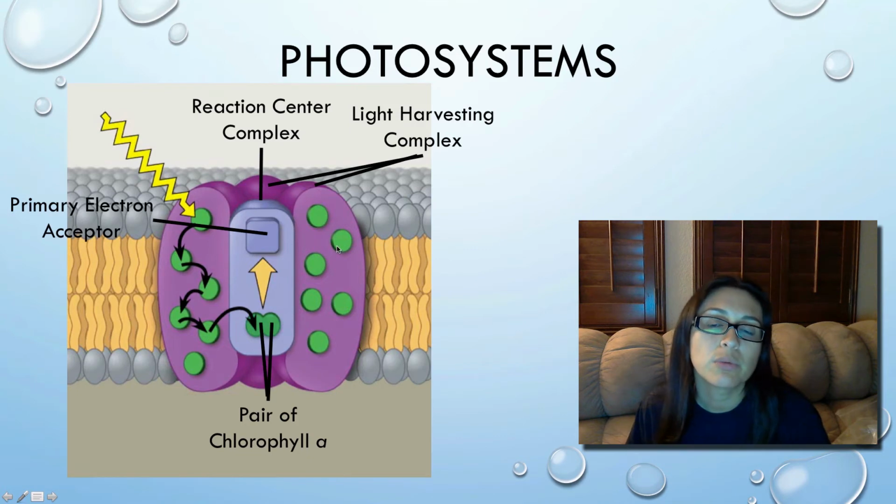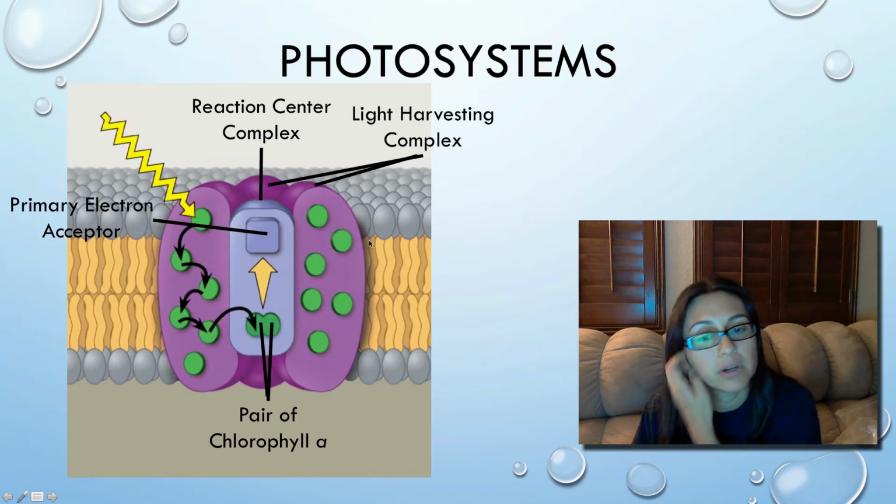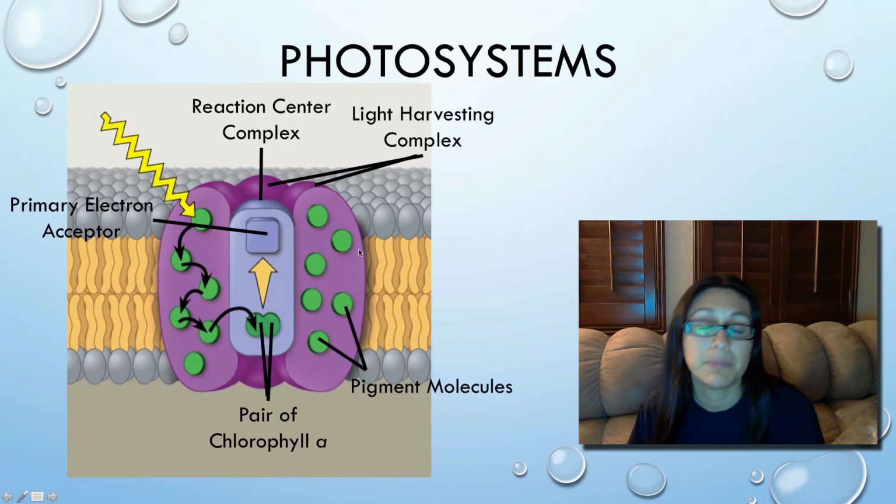If you look at what they're composed of, you're going to see that they're composed of proteins, and the most important part is going to be the pigment molecules. I just said pigment molecules here because all of these green circles, which are pigment molecules, could be chlorophyll A, chlorophyll B, or carotenoids. Within a light harvesting complex, you're going to find many pigment molecules.